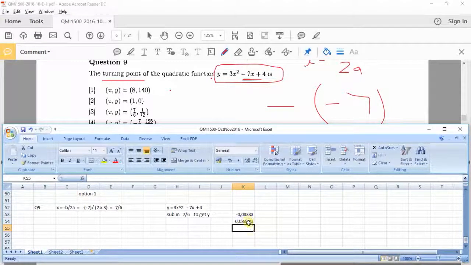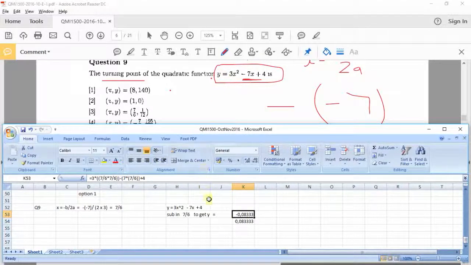Oh, but it's a negative, not a positive. Did I put that in correctly? Let's check my formula. 3 times 7 over 6. A negative of a negative is a positive. 2 times 3, it's positive. So 7 over 6 times 7 over 6 minus 7 times that. Oh, maybe this should have been in brackets. Let's put more brackets just in case. Yeah, still negative, I mean. Plus 4, hey? Yeah, it's plus 4.